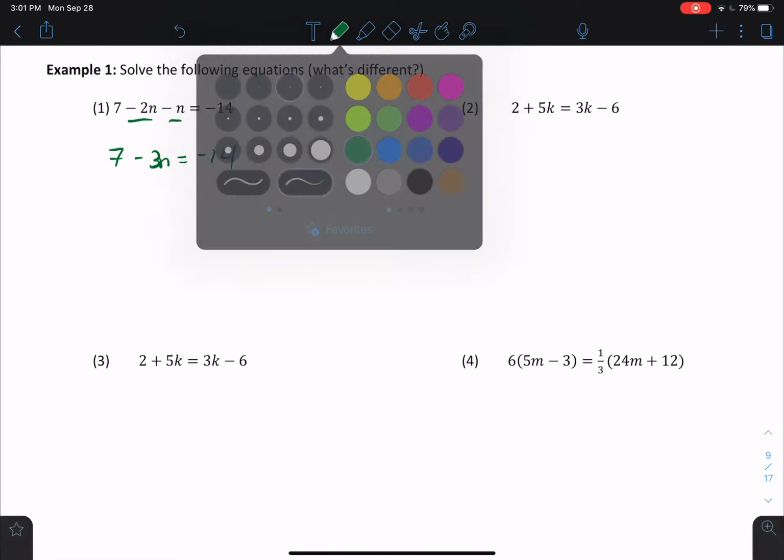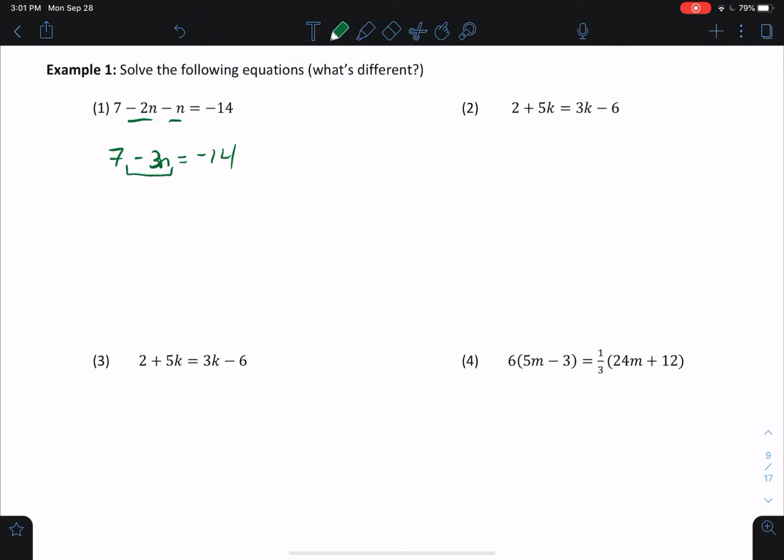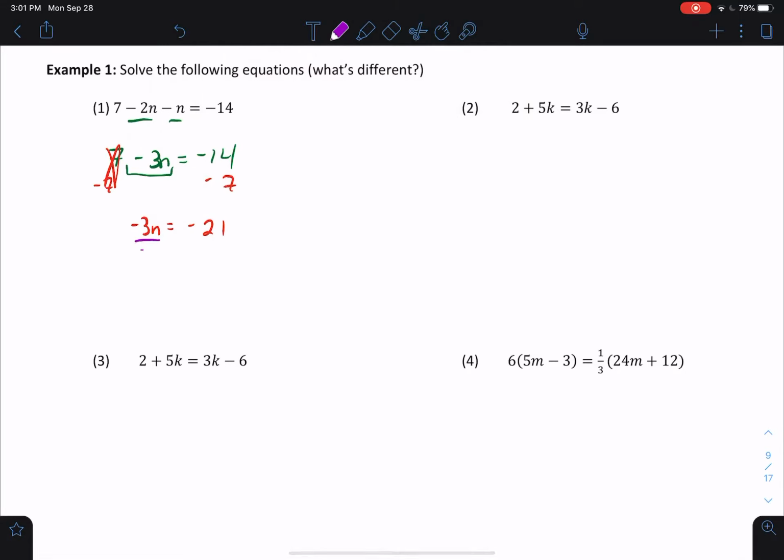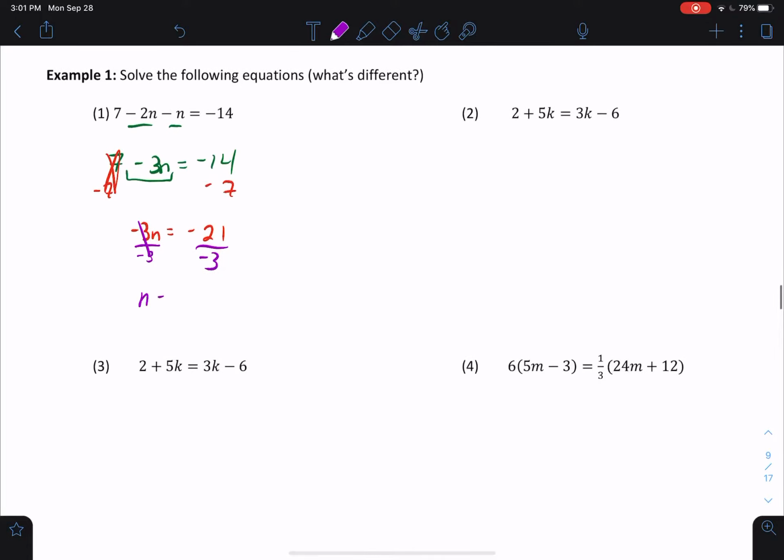All right, our goal now is to get this negative 3n by itself. So I'm going to subtract 7 from both sides. So I'll get negative 3n equals negative 21. My final step then is to divide both sides by negative 3. That's going to give me n equals positive 7. Okay? That is just a multi-step equation. We've done problems like that in previous videos.